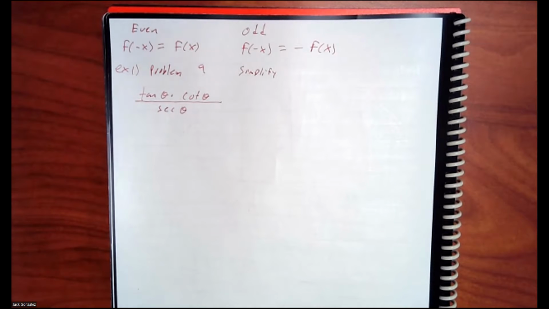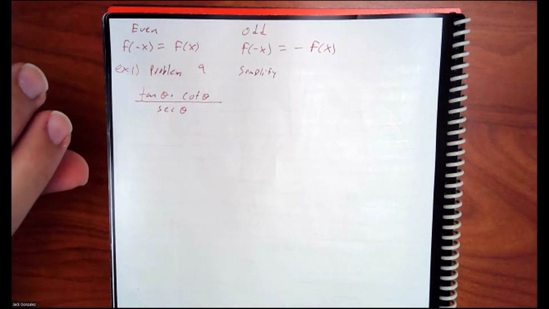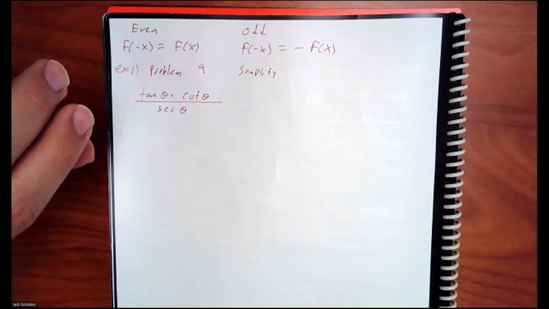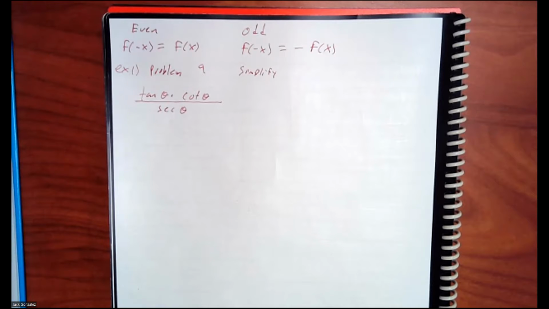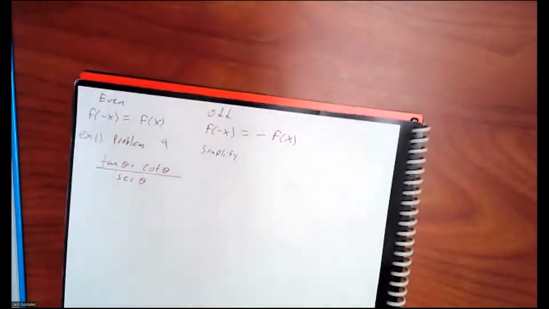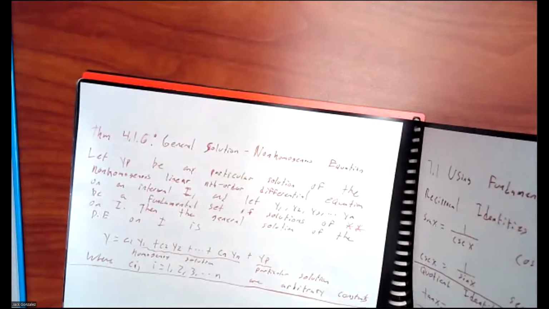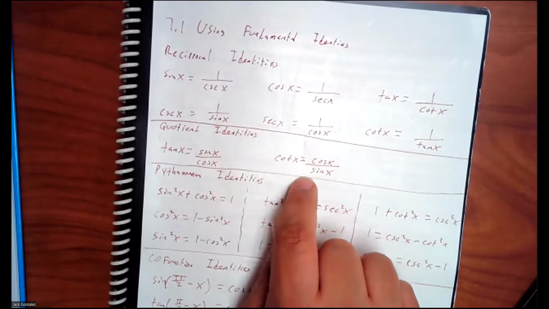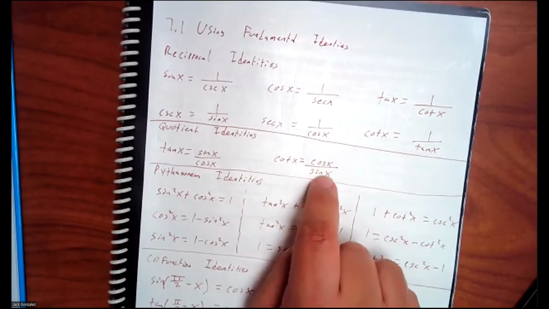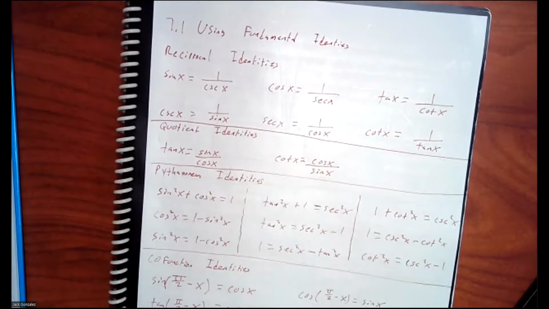So tangent as a quotient, what is it? Right, look at the quotient properties. What can you change tangent into? Yeah, right. You got sine over cosine for tangent, and cotangent is cosine over sine. So they're actually opposites, right? So if you were to multiply them, something special should happen.